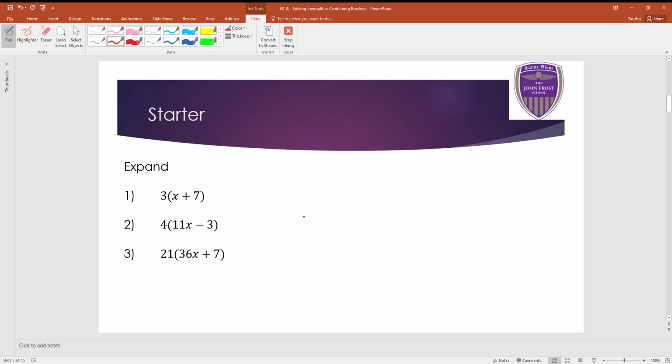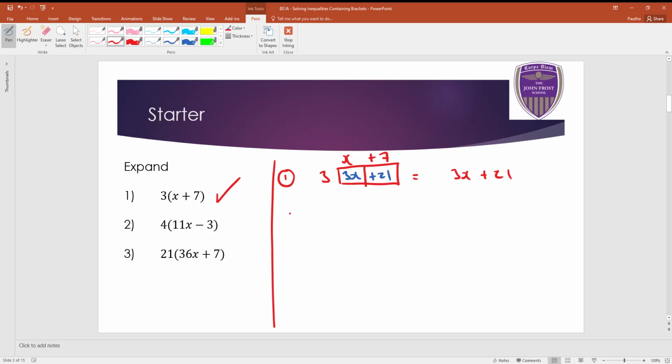Okay, welcome back. Expanding one bracket should be easy for us, okay? Question one, I'm going to use the grid method. You may have a shortcut for it. So 3 times x plus 7. 3 times x is 3x. 3 times 7 is 21. So the answer is 3x plus 21. Done. That's question one done.